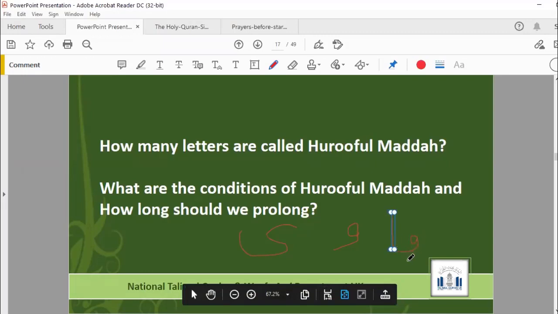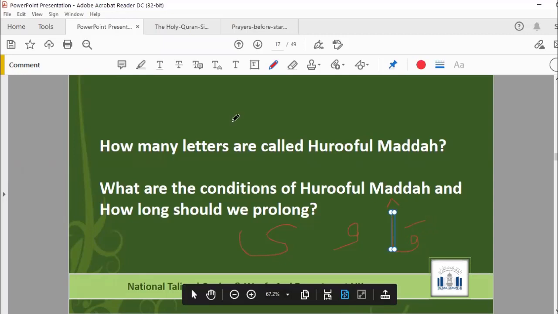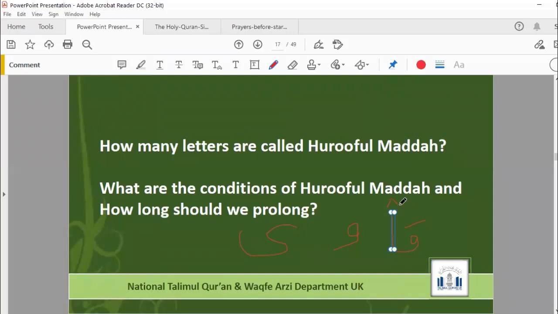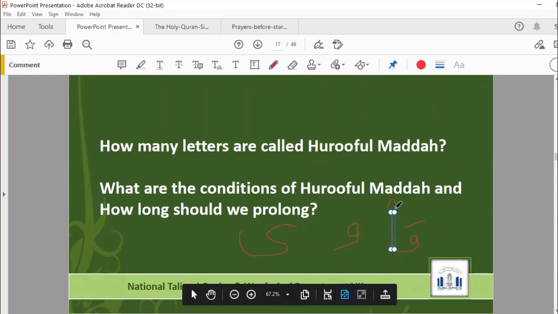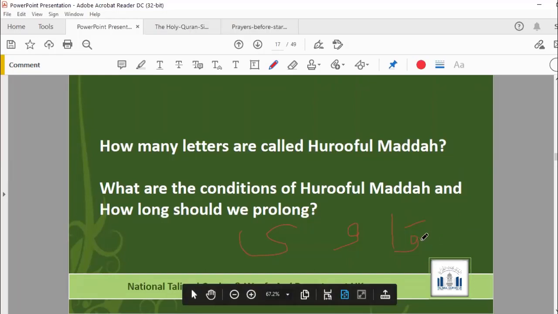Alif is when the preceding letter has fatha on it. And then it should be prolonged for 2 seconds. Any other condition? If I put meem with fatha and a sukun, is it Huruf al-Madda? No. The condition is that the Alif should not have any sign on it and the preceding letter should have fatha. So this sukun should not be there. Now it is Huruf al-Madda and the meem sound will be prolonged for 2 seconds.